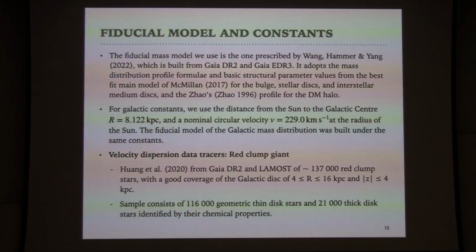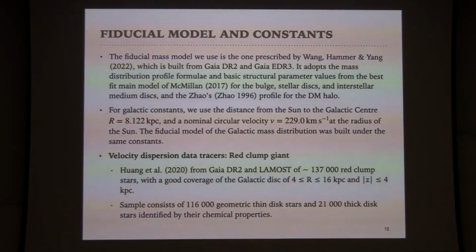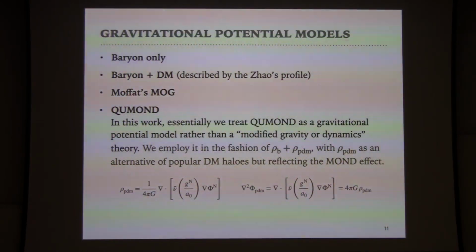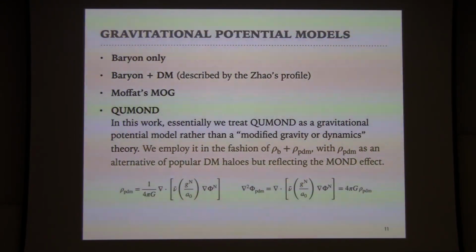But we should note here, our sample is mainly contributed by thin disk stars, which are identified by their chemical properties. In this study, we will investigate these four models, and here we treat MOND as a gravitational potential model rather than a theory. In this work, it is applied in the style of a phantom dark matter plus the baryonic, where the phantom dark matter acts like an alternative to the popular dark matter halos, but reflecting the MOND effect.